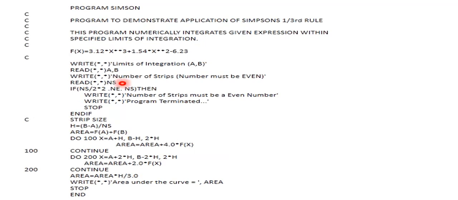That is, if the value of ns is even, then the program will move to this step, that is calculation of h. After this, we will calculate area using this equation, this loop, and the second loop. After this, the value of area will be multiplied by h by 3 to get the final value of area, which is displayed here. So this is how the program works.